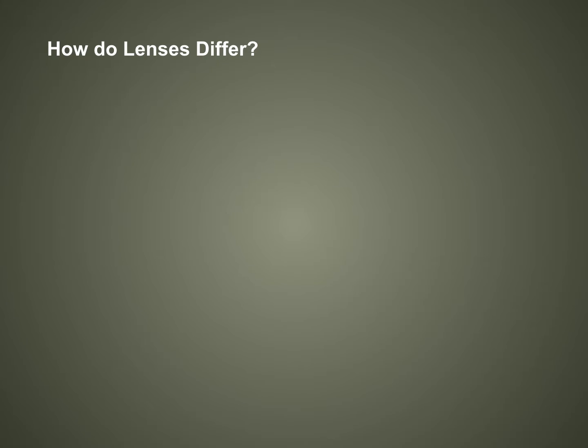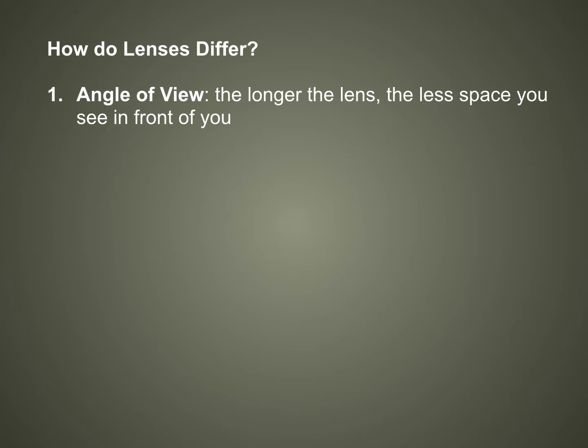Now, when we're talking about cameras, of course, the cameras work because of the lenses that they have. And they have different kinds of lenses, and that's how we get different kinds of shots. Not just moving the camera themselves, but using different kinds of lenses. So, how do lenses differ? One way they differ is that they have different angles of view. And that means how much do you see of what's in front of you.